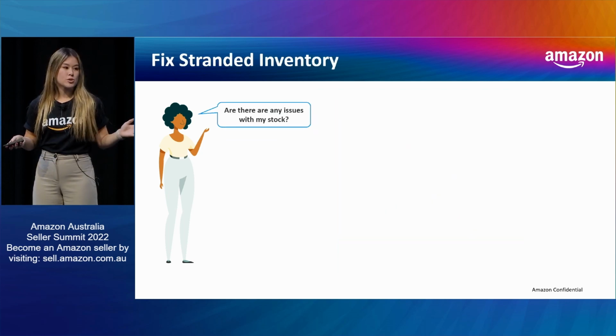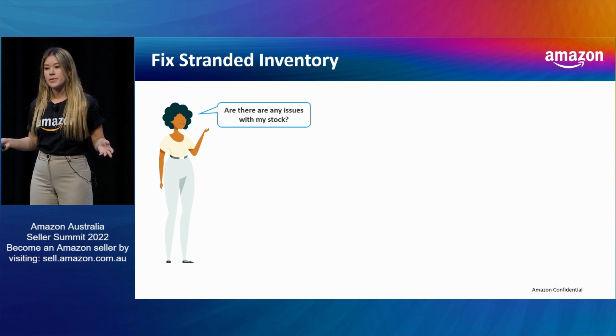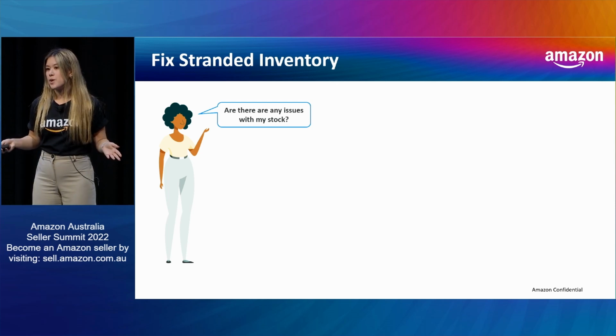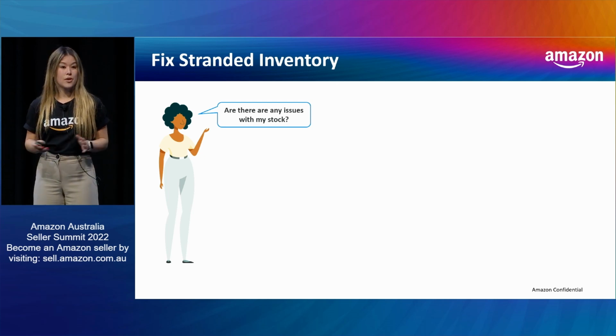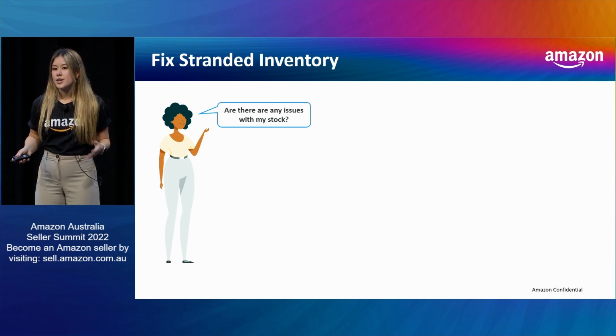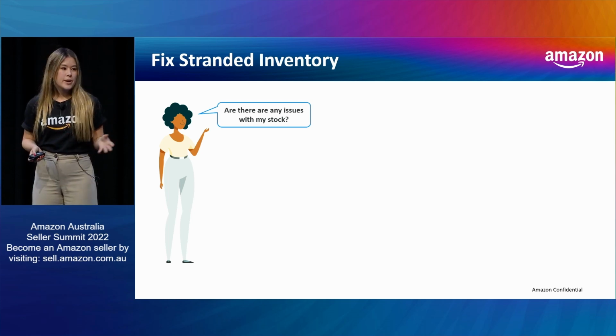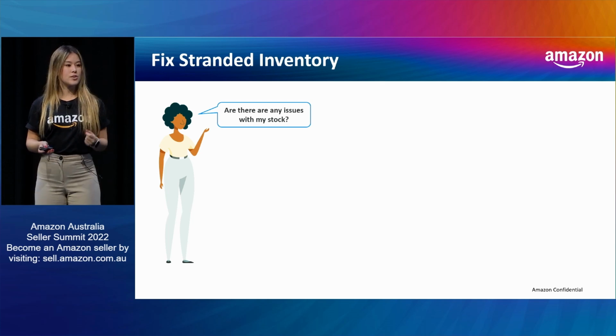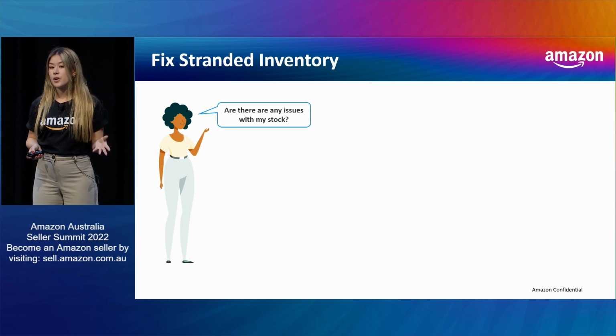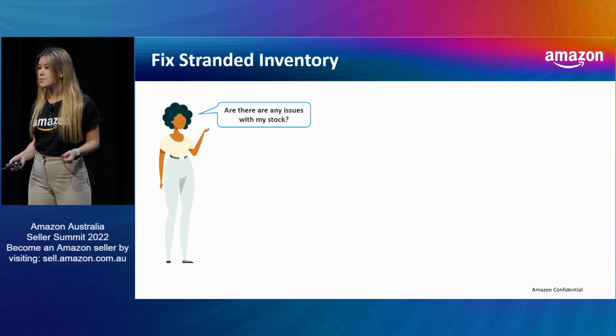Lastly, Alex talked previously about stranded inventory. So you know that when you send your stock to our fulfillment centres, we do our best to make sure nothing goes wrong. But every now and then an issue can occur and your product may go into stranded inventory. This can be for a whole range of reasons, for example, a product recall, an expiry date issue, or even if your product just needs hazmat information submitted.